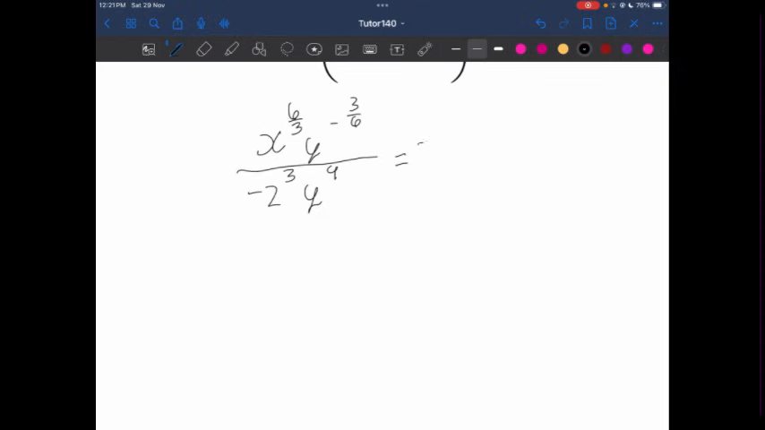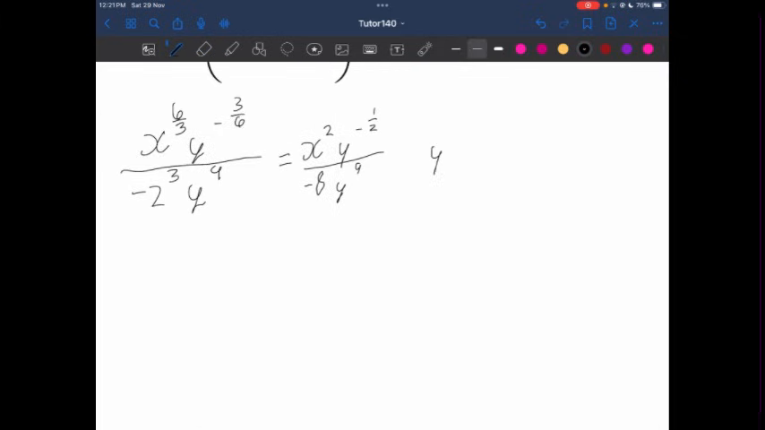That's equal to x to the power of 2, because 6 divided by 3 is 2. y to the power of negative a half over negative 8, because negative 2 cubed is negative 8, and then y to the power of 9. Now we have to do the quotient rule, law of exponents quotient rule. That's y to the power of negative a half minus 9.